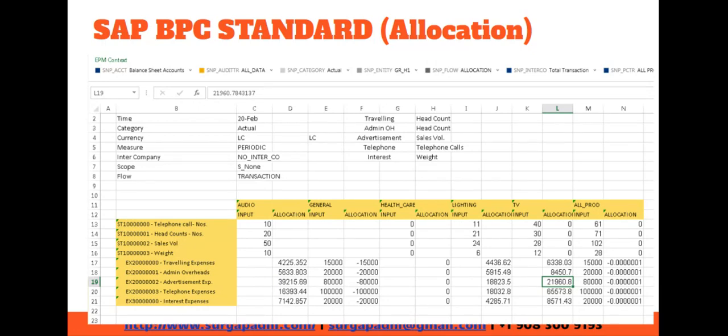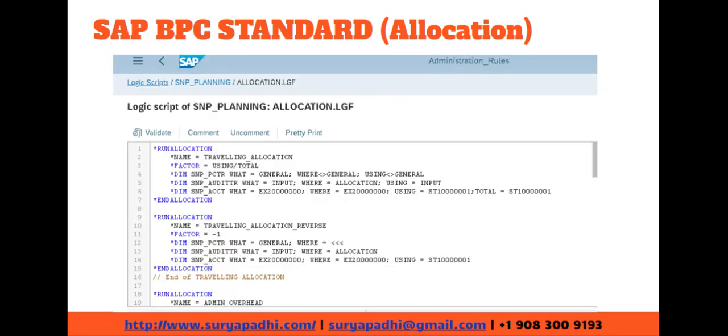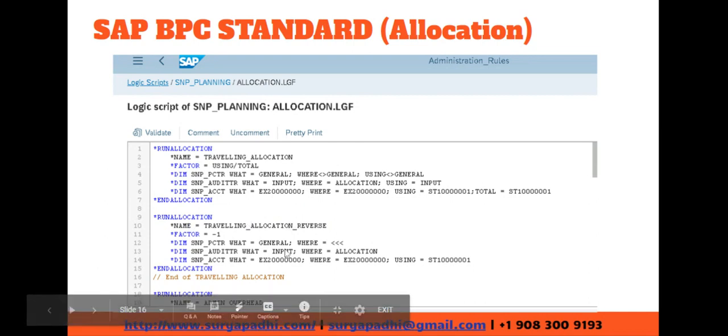Now to accomplish this, the main important logic is the allocation script logic or the logic script. So that I'm going to show you here. This is my allocation LGF, which was executed in the background to allocate the expenses from the general profit center to other profit centers. And here the first segment is called allocation of the traveling expenses. Then the second loop is posting the reversal to the general profit center.